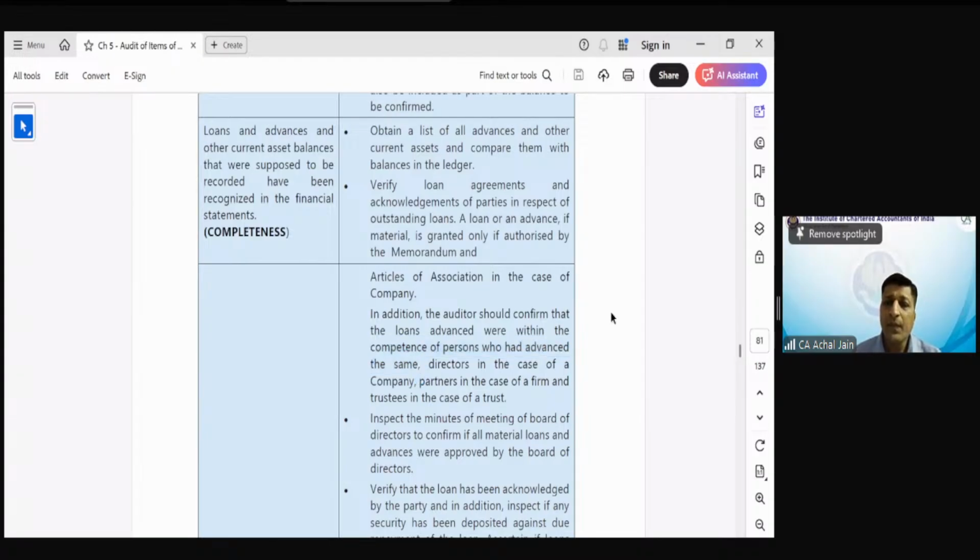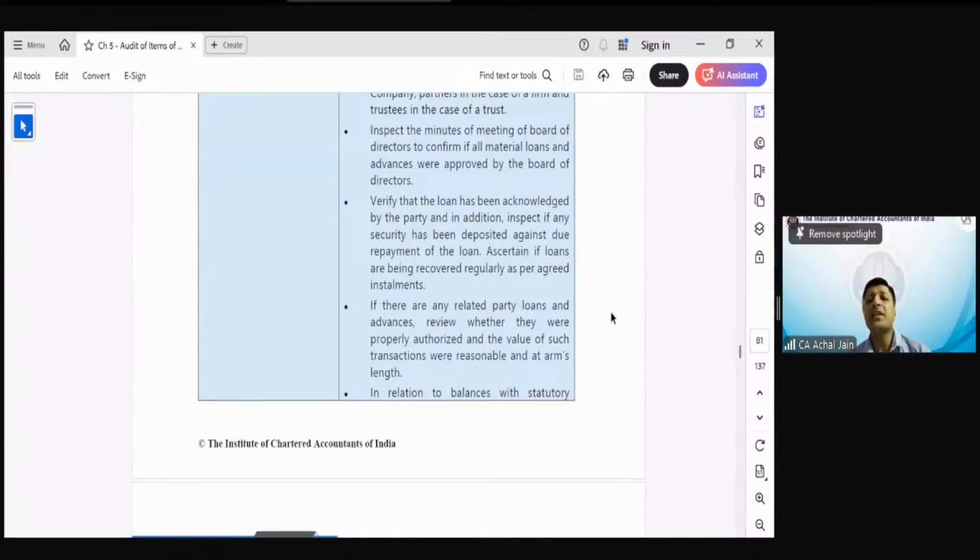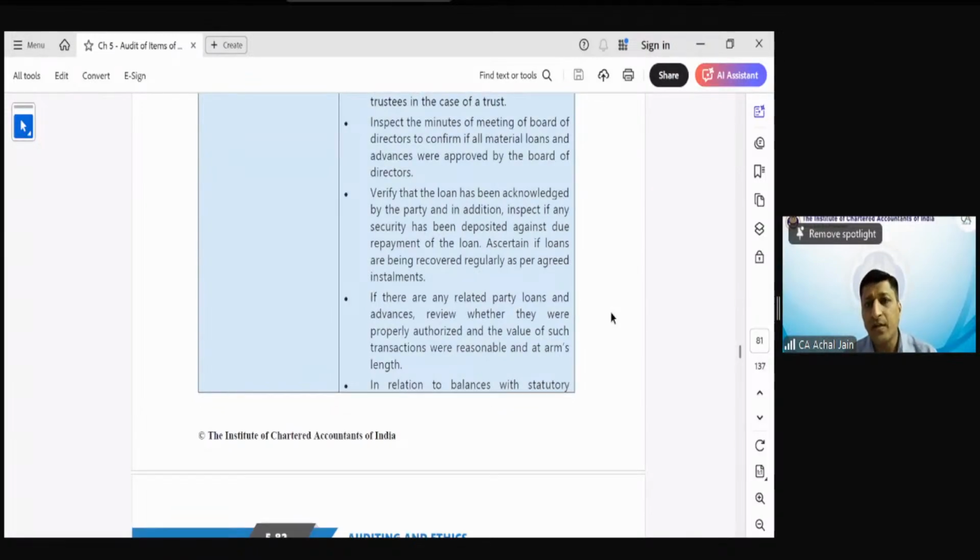Then next, inspect the minutes of meeting of board of directors to confirm if all material loans and advances were approved by the board of directors. So I think we have already talked about it.